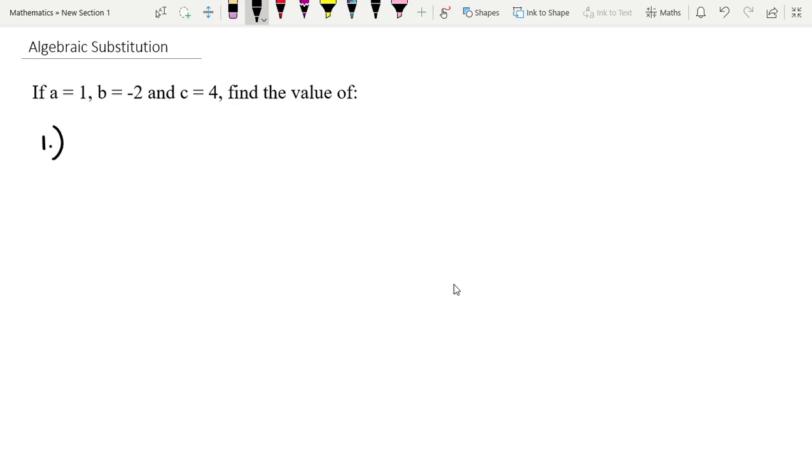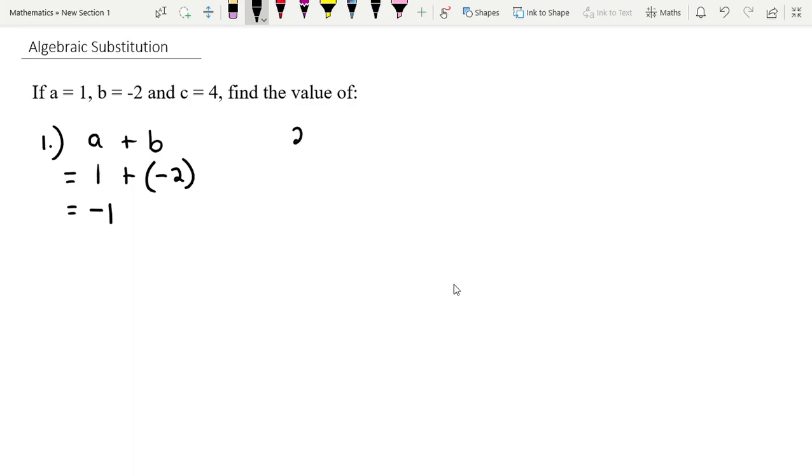If we have A plus B. So what we do is we look at what is the value of A. The value of A is 1. So we substitute A by replacing it with 1 plus, and the value of B is -2, so you write -2. So here we're going to say what's 1 plus -2, and 1 plus -2 is -1.